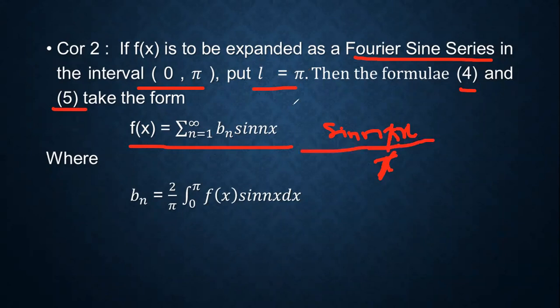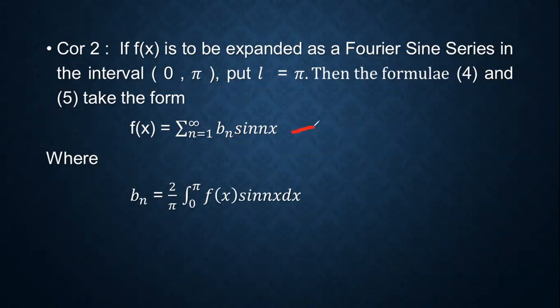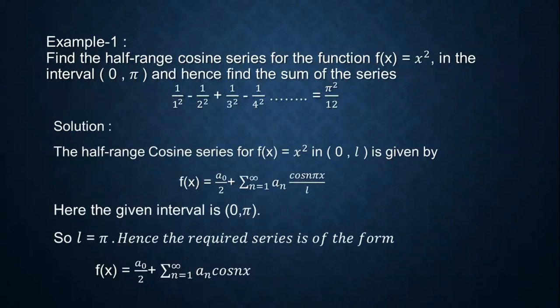So this is the half range Fourier sine series expansion, where Bn is equal to 2 by pi integration 0 to pi f of x sine nx dx, and a naught and an are equal to 0 for the half range sine series expansion. Right. Now we'll see a problem on this, how we are going to evaluate the half range cosine series and sine series for a given problem.